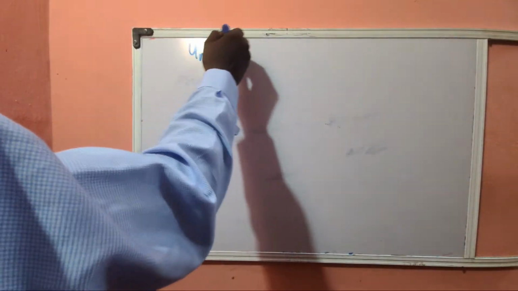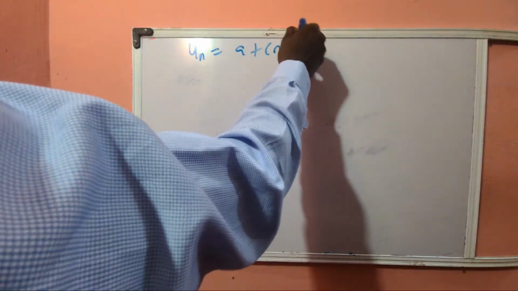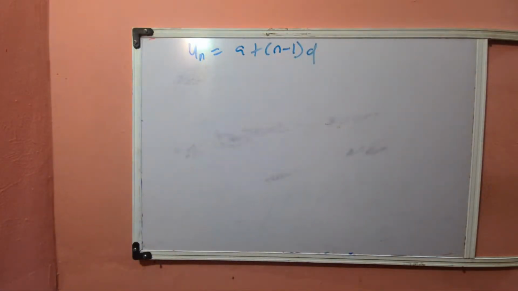If we're going to talk about an AP, we said an AP was given, the terms of an AP, we said it was given as Un equals a plus (n minus 1) times d. This was what we said, did we not?